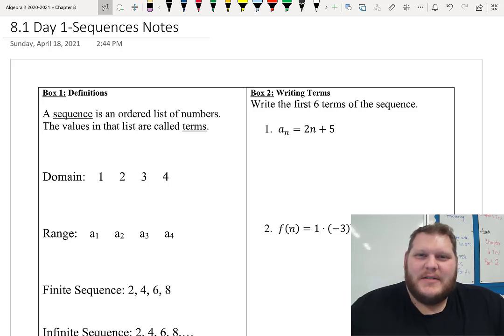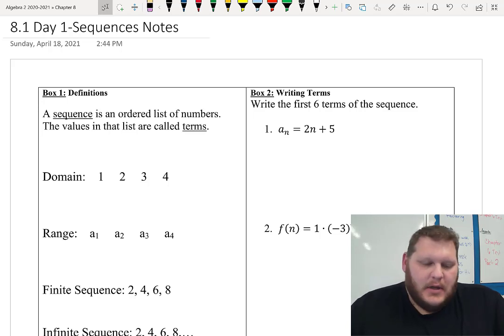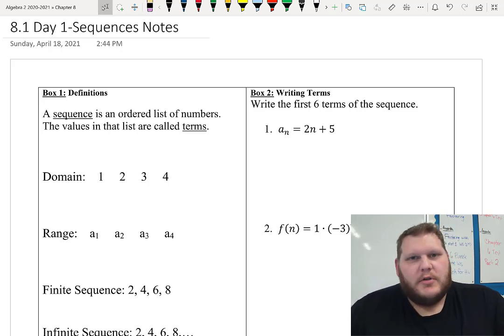Hey guys, today we're starting chapter 8, which is all about sequences, series, and summations. I know we just finished up chapter 6, and now we're starting chapter 8, which tells you we are just going to skip right over chapter 7 this year.